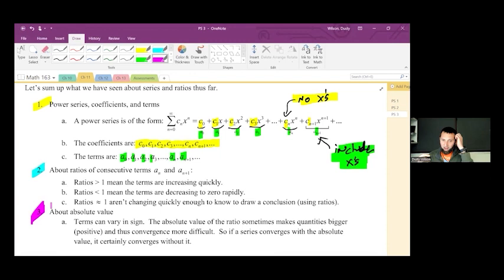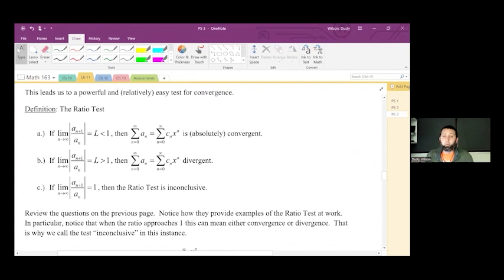And so when we add that absolute value, it gets rid of this confusion, and only makes convergence more difficult, and this gives us a more powerful result in the cases where it does actually tell us conclusively that a series converges or diverges. This leads us to a very powerful, and relatively easy test for convergence.